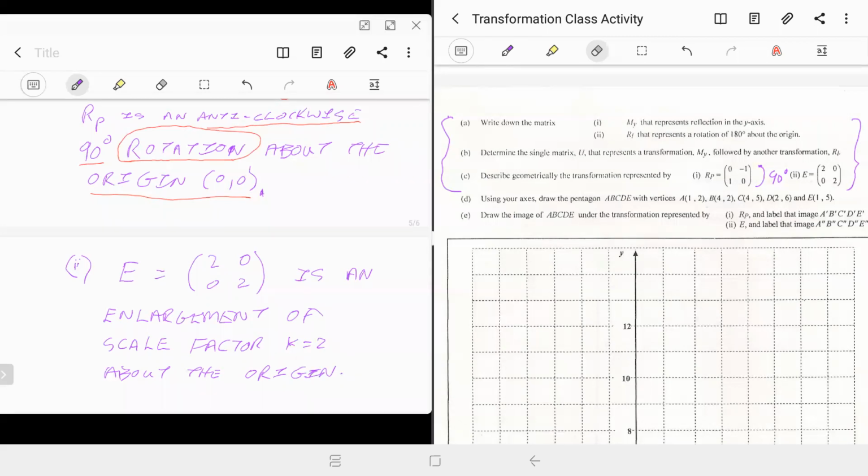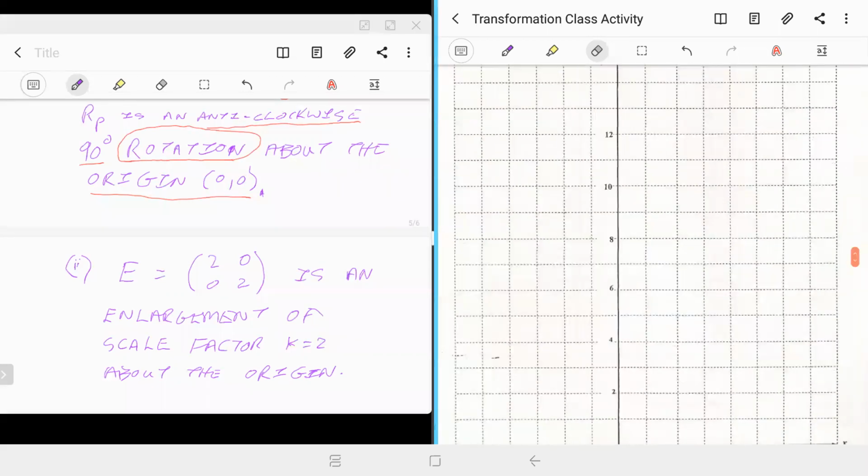As I said, some persons will list it. They'll say E is an enlargement, scale factor, and center is the origin. Something like that. The center of the enlargement is the origin.